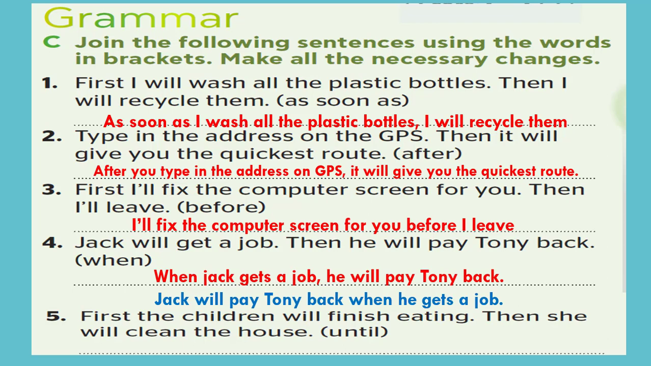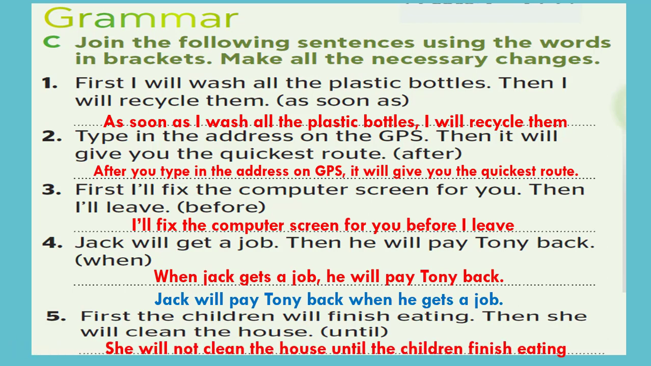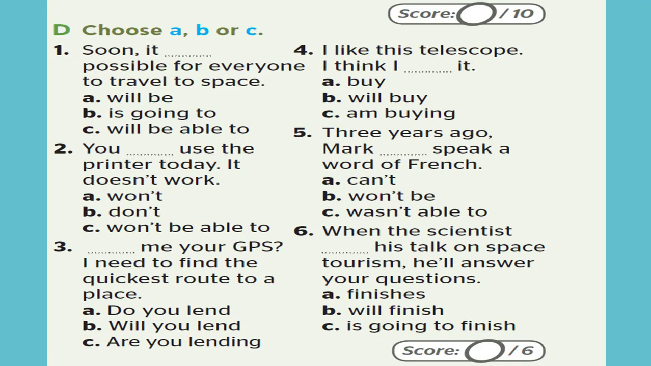Number 5. First, the children will finish eating, then she will clean the house. Until, so we must have a negative sentence. The answer is she will not clean the house until the children finish eating. Now let's move to exercise D. Choose A, B, or C. Number 1. Soon it's possible for everyone to travel to space. Will be, is going to, will be able to. The answer is A, will be.